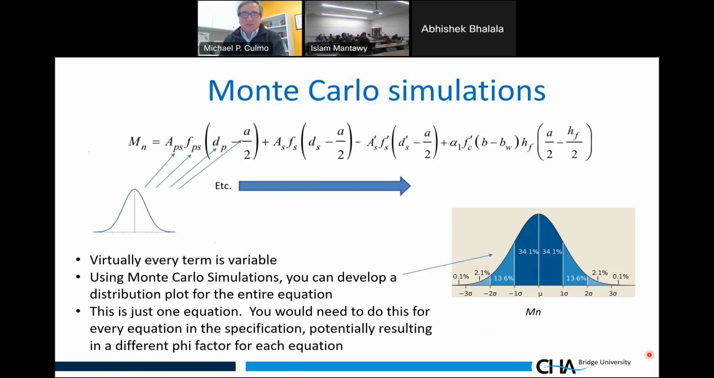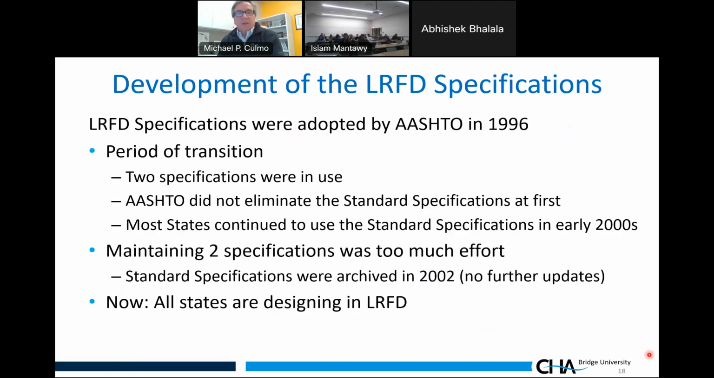The problem with it is, to develop this, you'd have to do it for every equation in the book. It would take decades to do this work. It's just not feasible. So they take a simpler approach, looking at just load and resistance, really just those two variables. So instead of looking at each variable in this reinforced concrete equation, they just look at, okay, we designed this, and here's the actual strength of it. We designed the steel beam, here's the actual strength. And they use that as the basis for their code. Much simpler approach. So the LRFD specification was adopted by AASHTO in 1996.